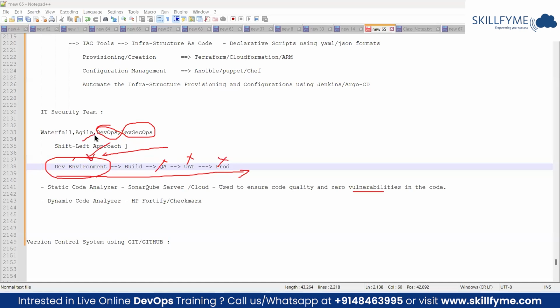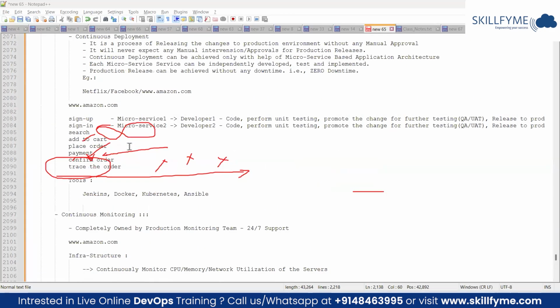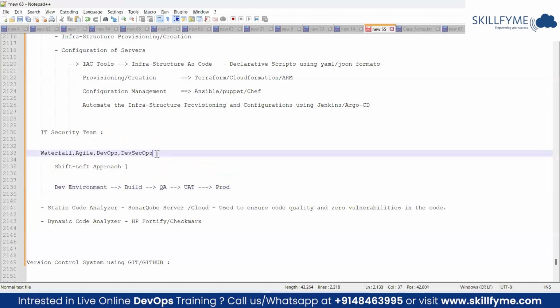Using the shift left approach, our intention is to identify all the possible code vulnerabilities and code related issues at the very earliest stage. That's the reason we implement this in our DevOps workflow. So that is the main objective of DevSecOps here.